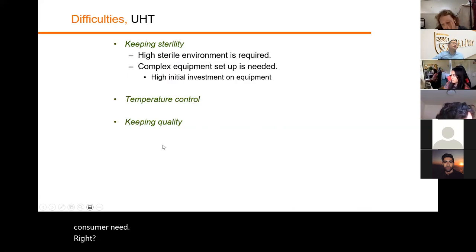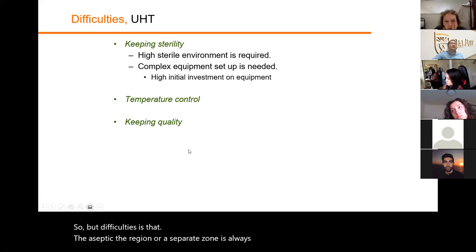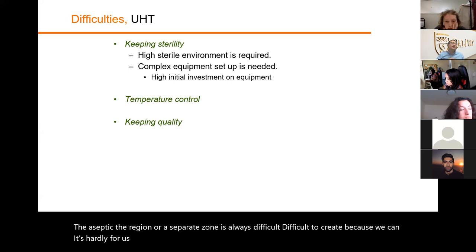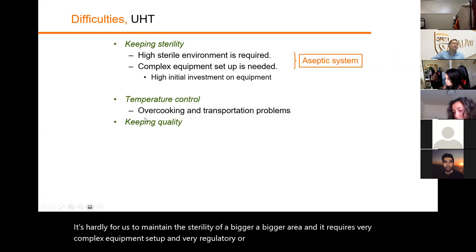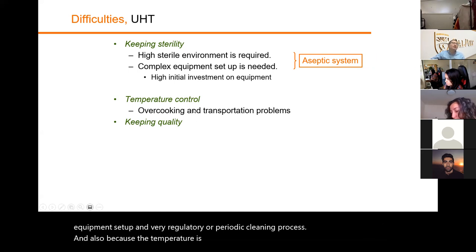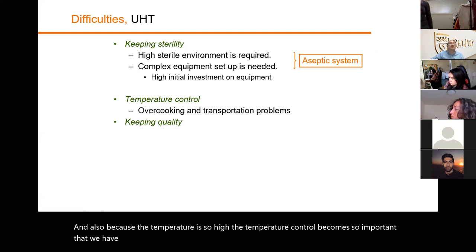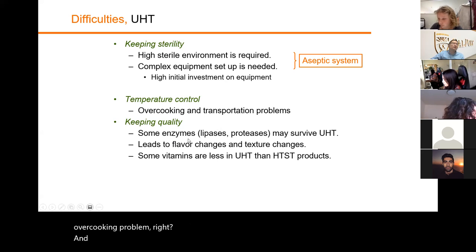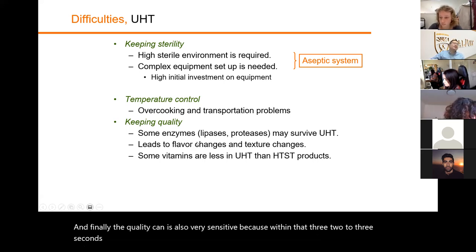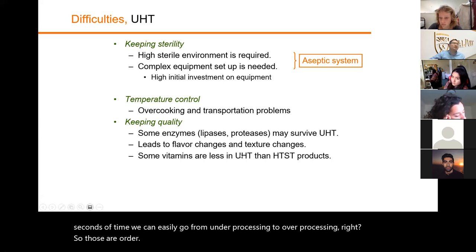Okay. But the difficulty is that the aseptic zone is always difficult to create, because it's hard for us to maintain the sterility of a bigger area, and it requires very complex equipment setup and a regular, periodic cleaning process. Also, because the temperature is so high, temperature control becomes so important that we have to make sure it's only processed for 2 to 3 seconds. Otherwise it will cause an overcooking problem, right? And finally, the quality is also very sensitive, because within that 2 to 3 seconds we can easily go from under processing to over processing, right? So those are all the difficulties with the UHT process.